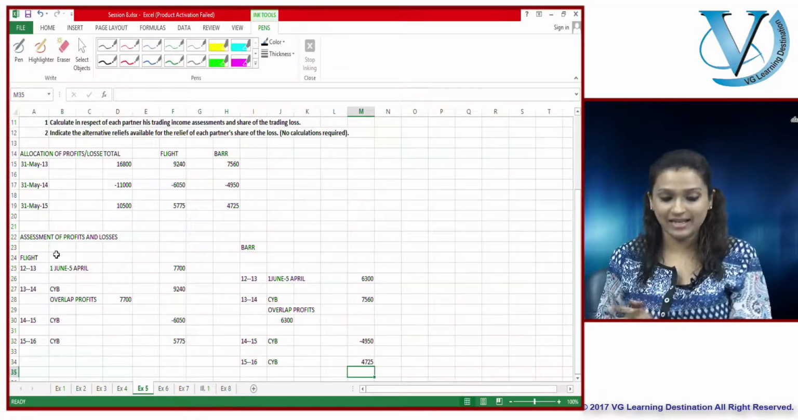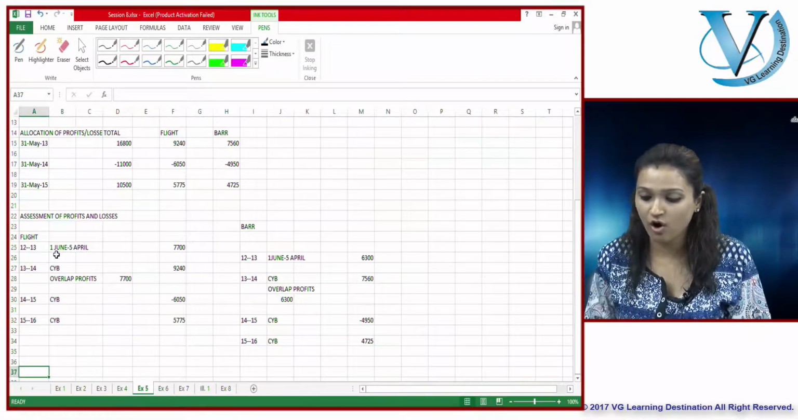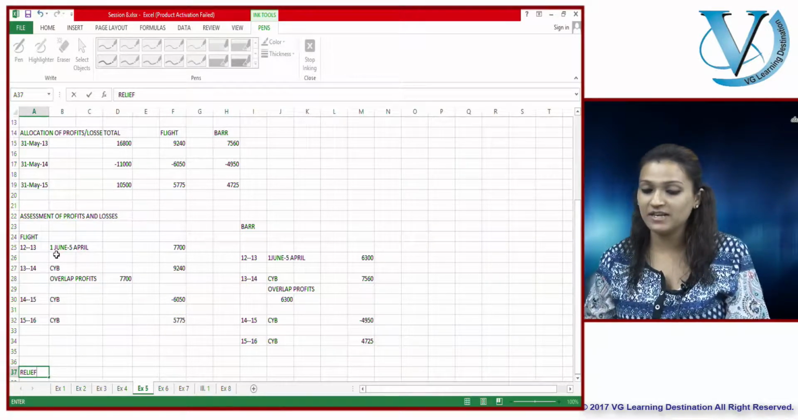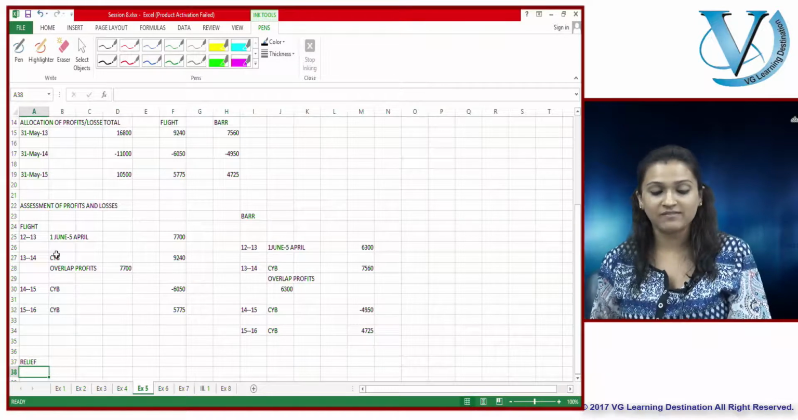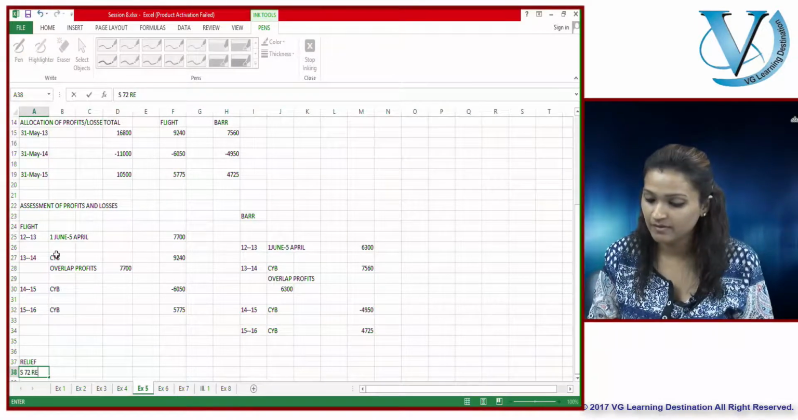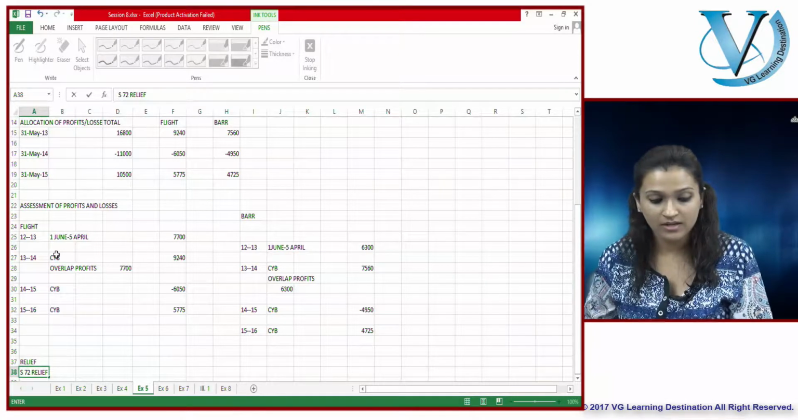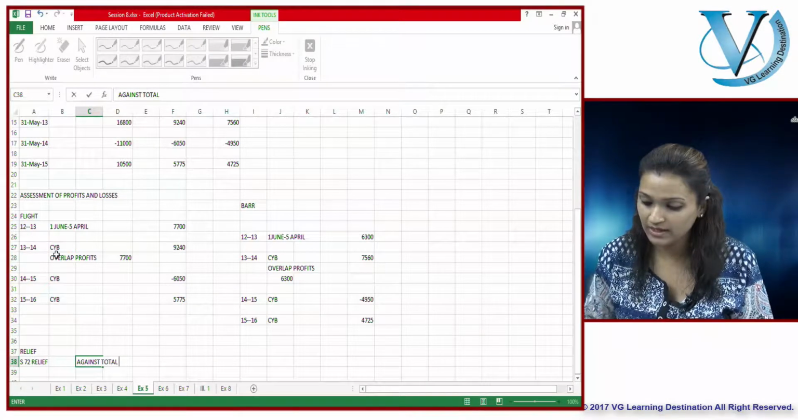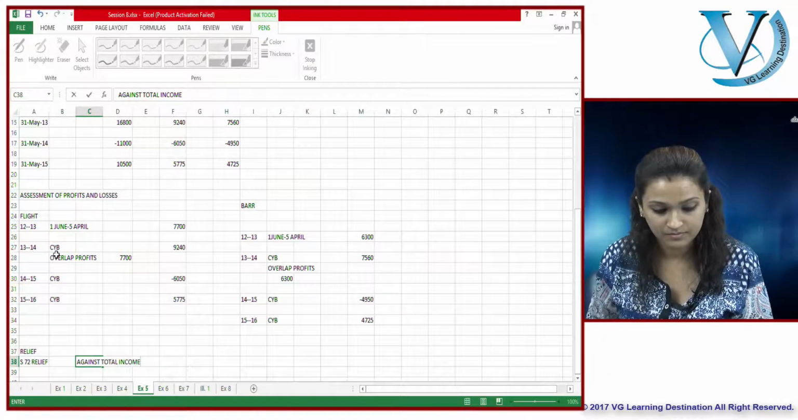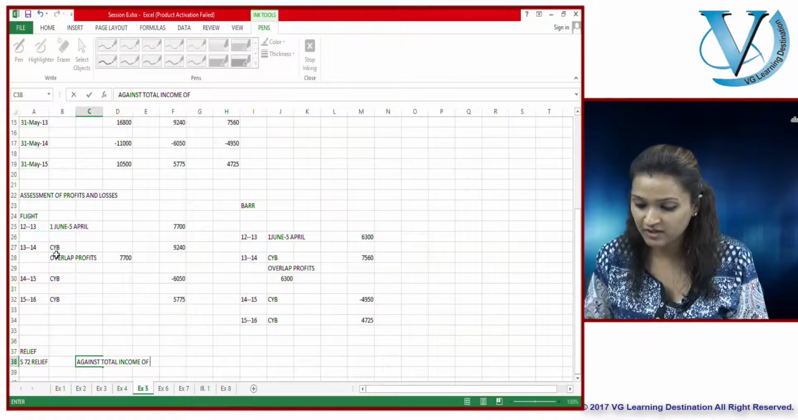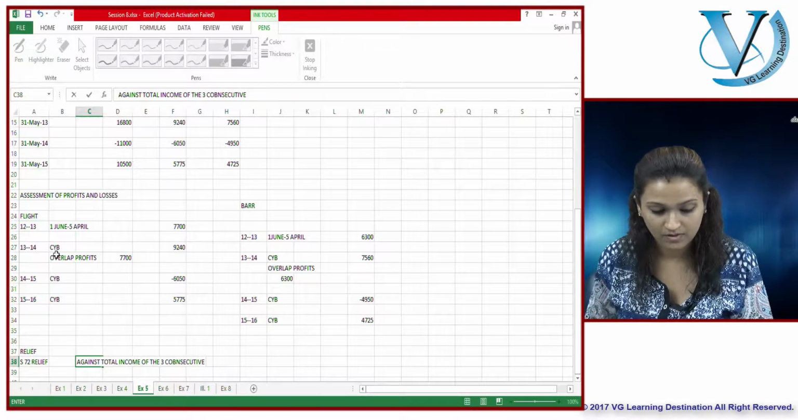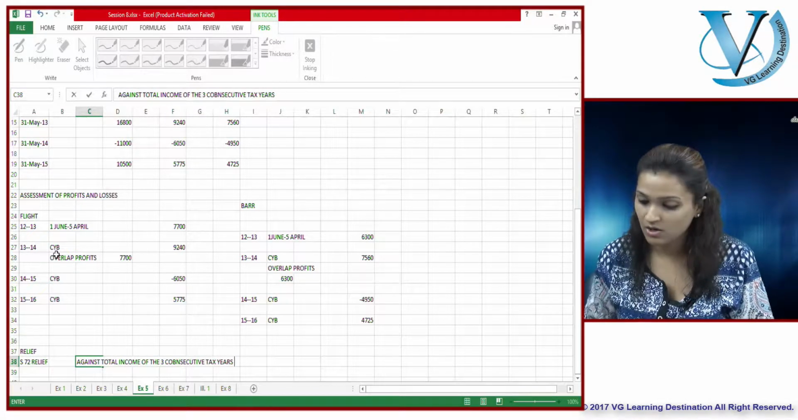Now that these are done, let's have a look at what are the options for relief for this loss that each of the partners have. For each of these partners, they have various orders available. Section 72 relief. Section 72 relief is what? Against total income of the 3 consecutive tax years on a FIFO basis, right?